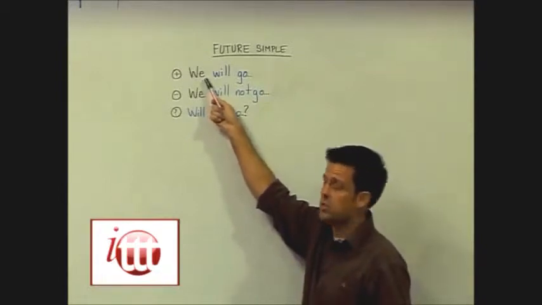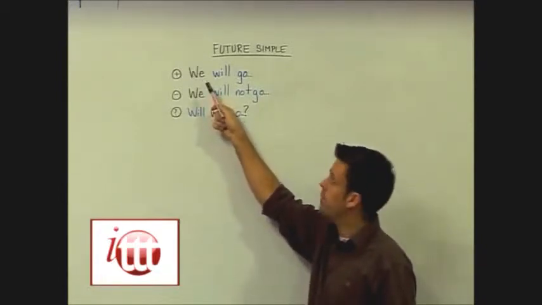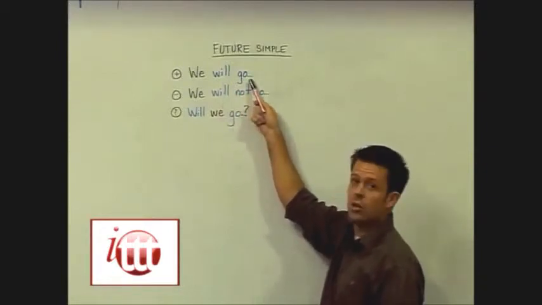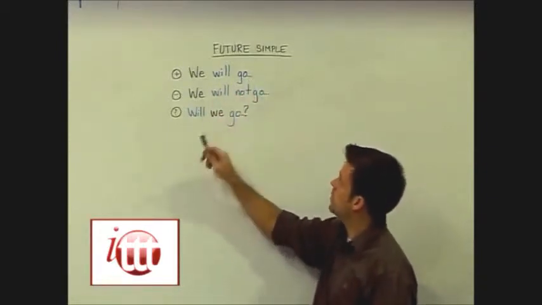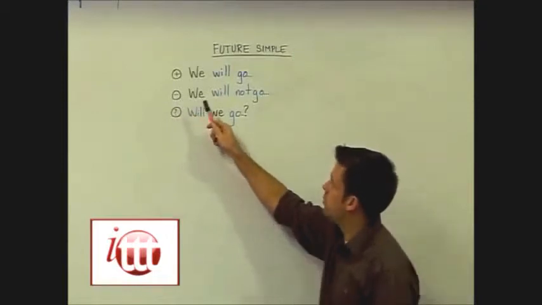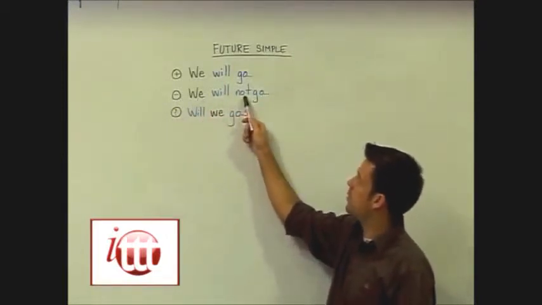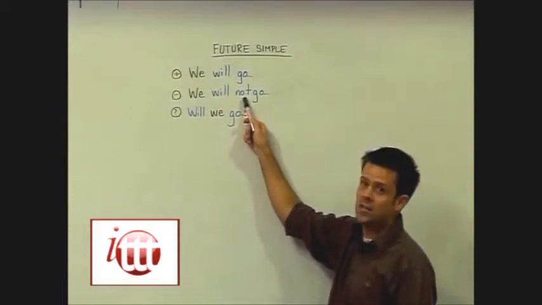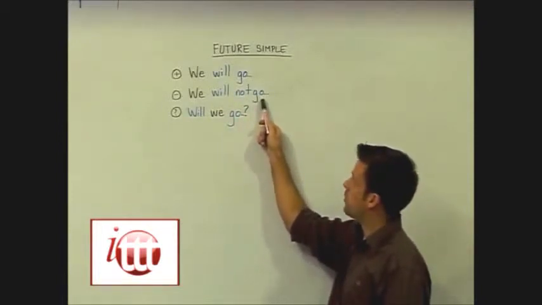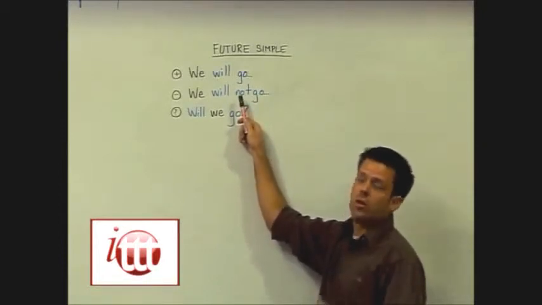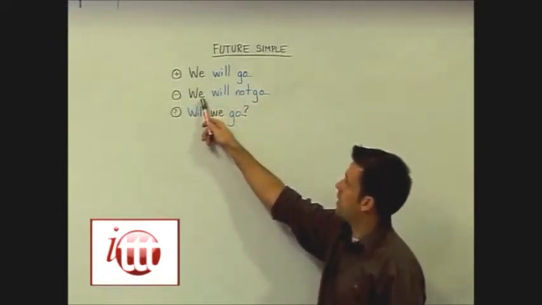It could be any subject you like. Here we're using we. Followed by the word will and our main verb, go. We will go. To make the negative form, we begin with our subject again, followed by will again. Here we've included the word not just before our main verb go. Will not, of course, can be contracted into won't, and the sentence will still be fine.